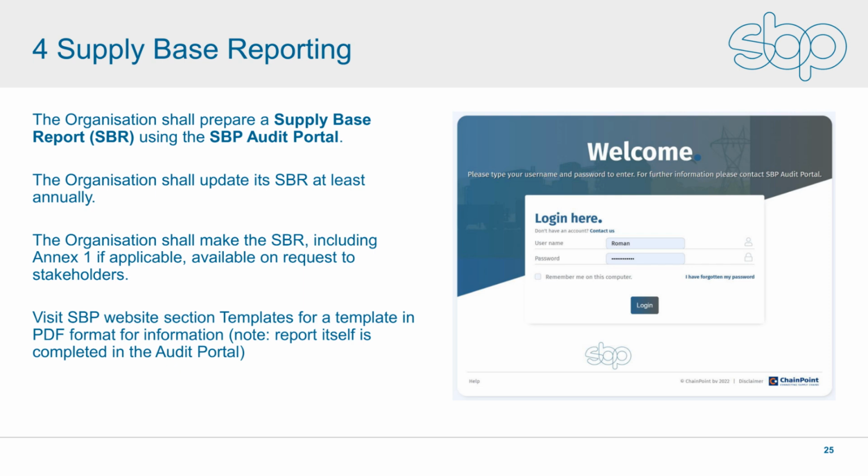The organization must also make the report, including Annex 1, where applicable, available on request to stakeholders. A good practice is to publish the current SBR on the organization's website. The audit portal user guide gives detailed instructions on preparing the report. You can also visit the templates section on the SBP website for a PDF template. Note that the report itself is completed directly in the audit portal, but the template is useful to review in advance.